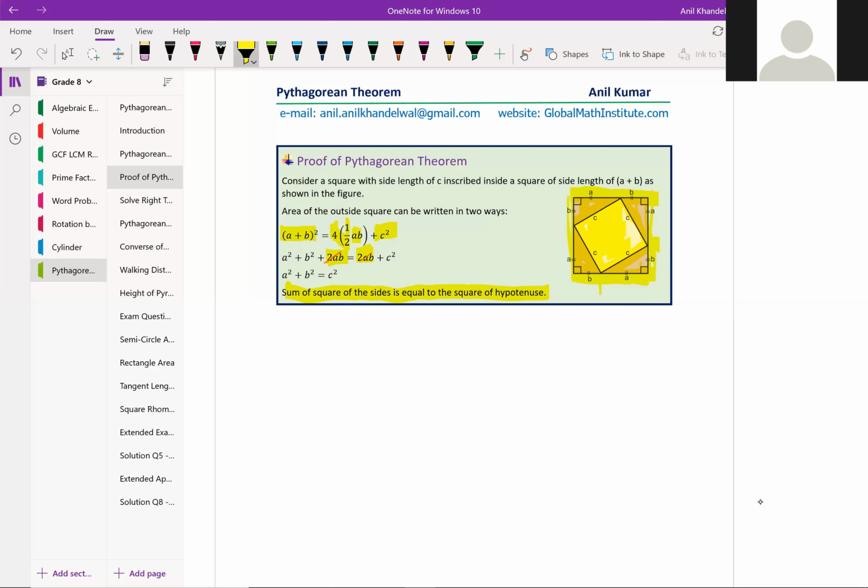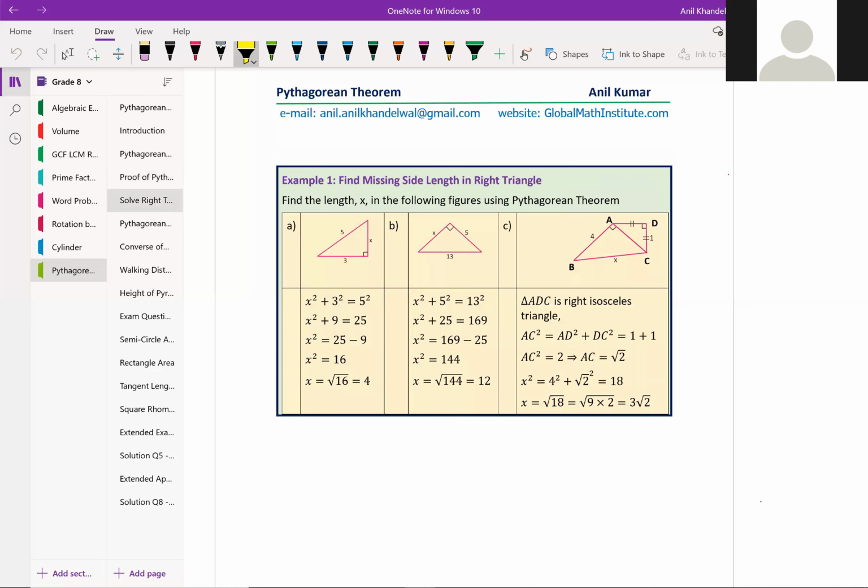Perfect. I'll actually encourage you to look into other proofs, other ways of proving the Pythagorean theorem, okay? So let's now take some more examples. So here are three simple examples based on the Pythagorean theorem. All three, what you see here, are right angles, correct?